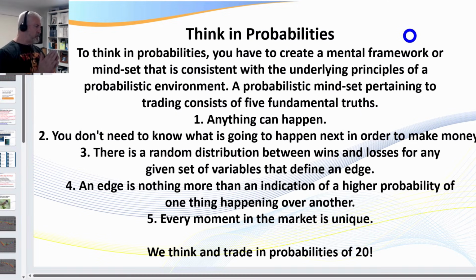Now this is important with this session where I'm talking about trading and thinking and trading in probabilities. You see, anything can happen with the individual trade. It's random. We've got to think and trade in probabilities. And Mark Douglas, the great late trading psychologist, was very big on this, and he would basically say there are 5 fundamental truths. Number one, anything can happen.